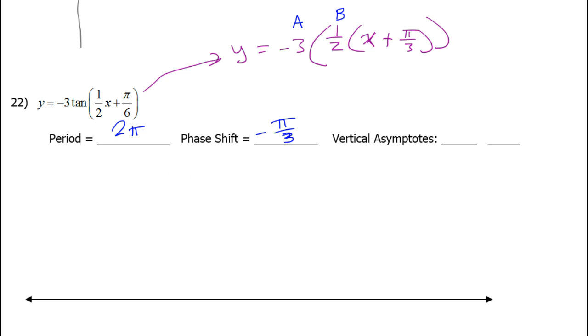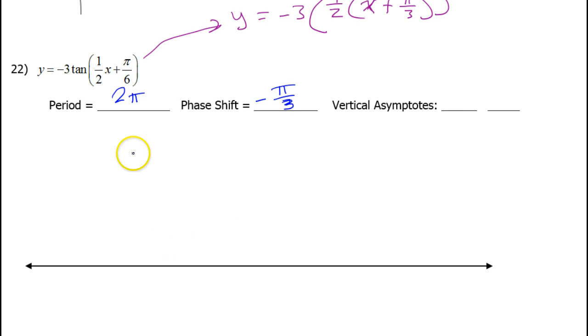Okay, I want to leave myself space for 2 periods of the tangent function. So whenever there's a phase shift, I'm going to start with the phase shift. I'm going to put my negative pi over 3 right here. And I'm going to do 1 period to the right, and I'll do 1 period to the left, and that'll be my 2 periods. So here I go. 1, 2, 3, 4. Alright, that'll be my 1 period to the right.